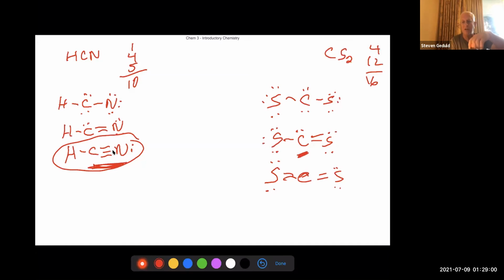And 16 equals our starting point. Okay, 16 equals 16 right here. That's it. This is the Lewis structure for CS2. You guys got it. Perfect.